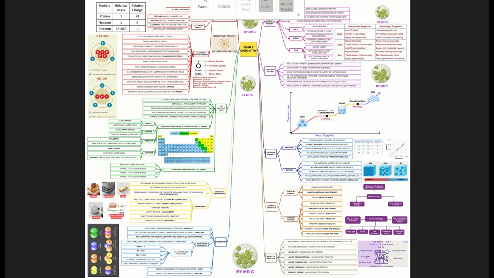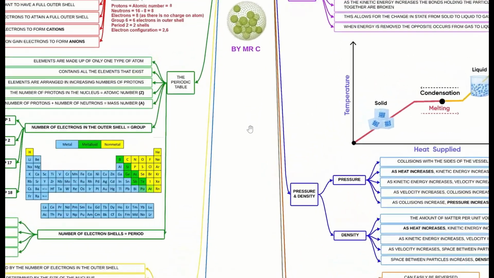Okay, welcome to the Year 8 Chemistry Mind Map. And here, if you want to take a picture, you may before we move on. And we'll do that now. Now to move on, we'll zoom in.